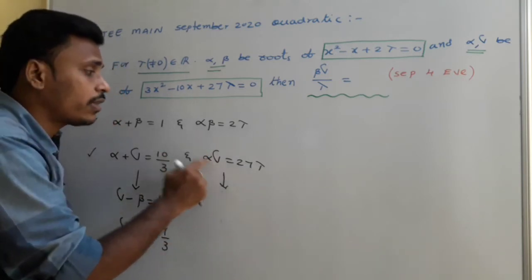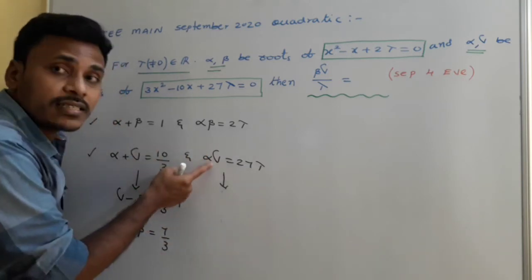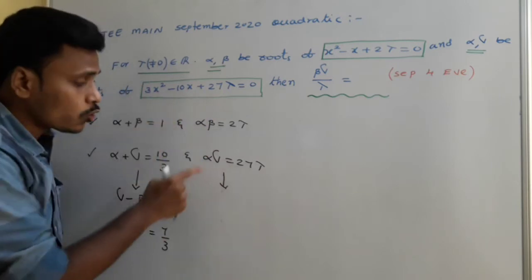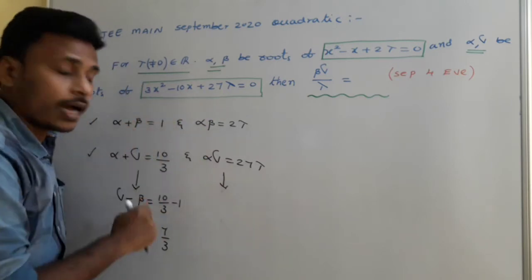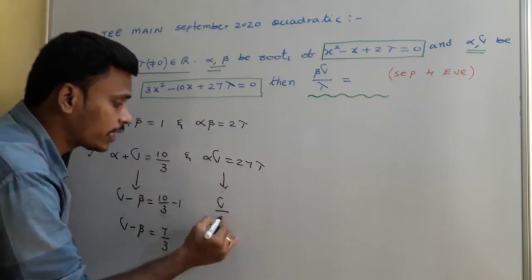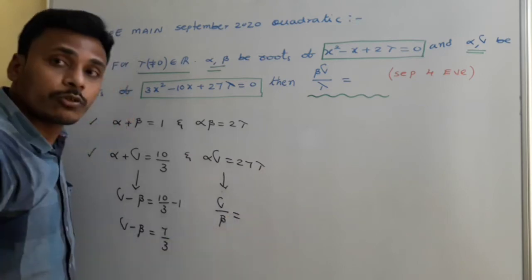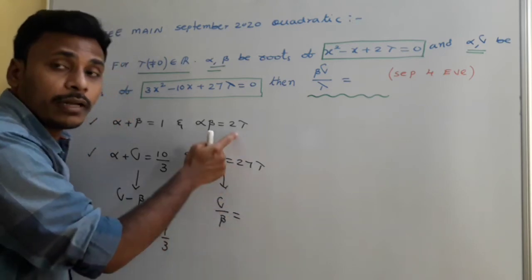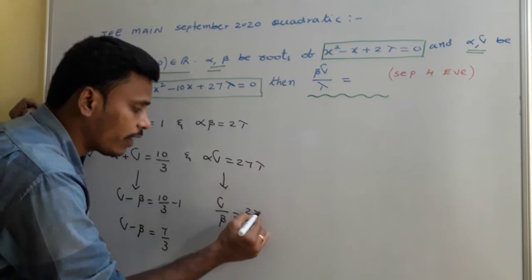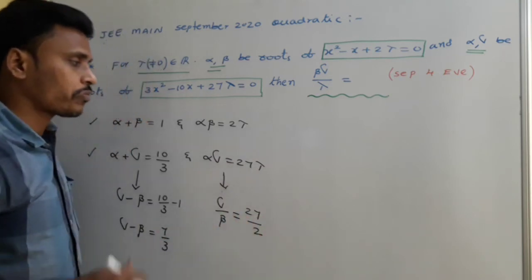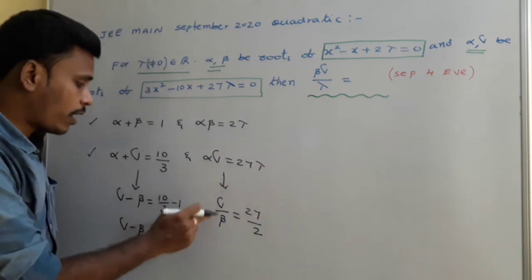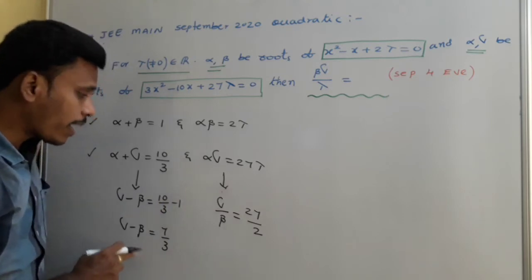And now from here just divide. This is alpha beta, this is alpha gamma. Divide the second one by the first one. So alpha gamma by alpha beta. Alpha will get cancelled. We get that gamma by beta is equals to 27 lambda by 2. Lambda will get cancelled. We are left with 27 by 2.